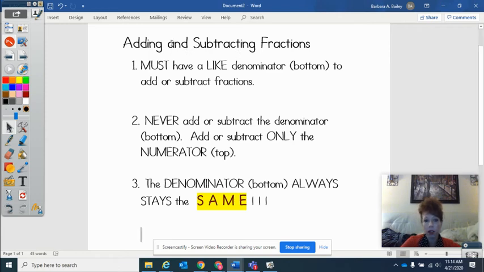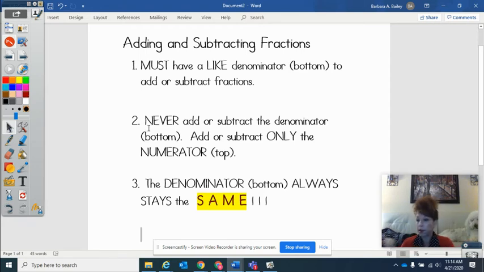All right, so adding and subtracting fractions, before we can add or subtract them, we must have a like denominator. That means the bottom number is the same. So if we don't have like denominators, we're going to have to find equivalent fractions and force them to have like denominators. Okay, rule number 2 is we never add or subtract.